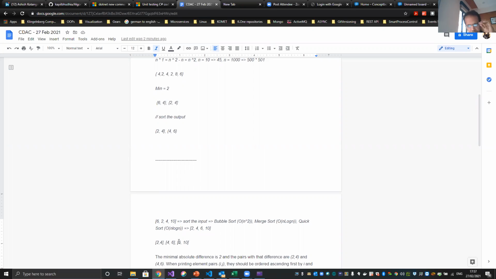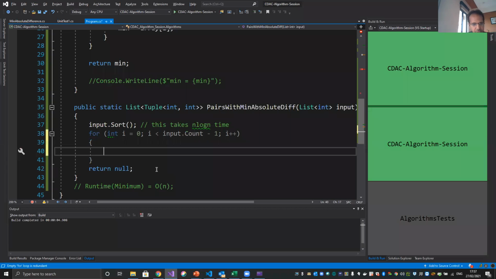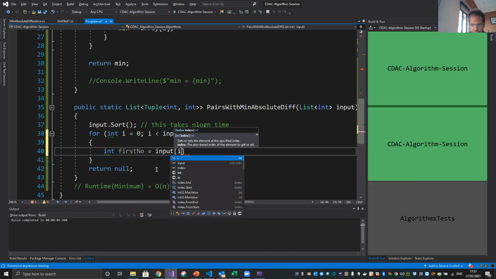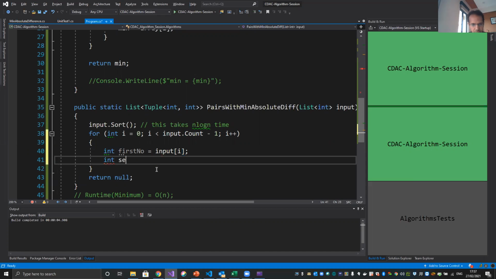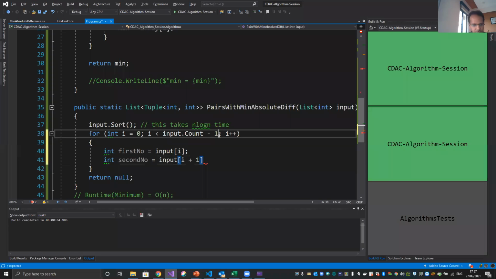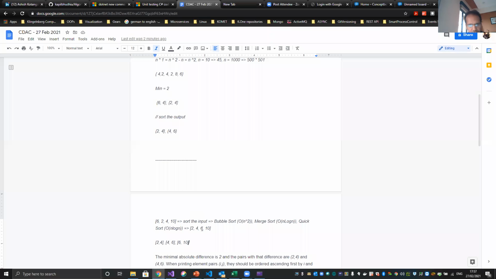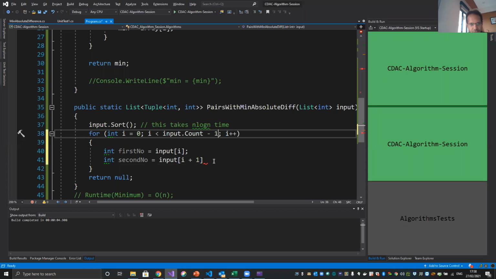When you generate these pairs, for example, I can generate this pair by saying, okay, int first number equals input[i], and int second number equals input[i + 1]. Should this be input count - 1 or should this be - 2? Sorry, - 1, right? Because I want to come till 6 at least. Okay.